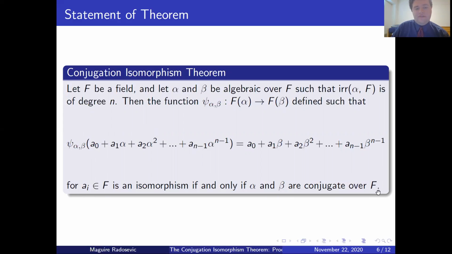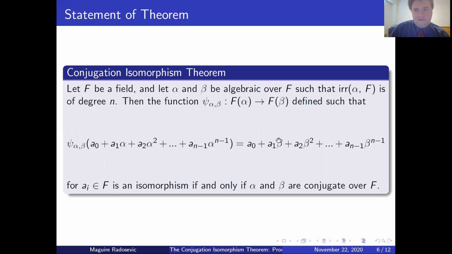conjugate over F. What we're saying is that F adjoint alpha and F adjoint beta are isomorphic if and only if alpha and beta are conjugates under this map. So what is this map? What does it do? Well, at first glance, it looks a little complicated, but really it's not. The only thing that this does is it takes a general element of F adjoint alpha, which is expressed in this manner as powers of alpha multiplied by elements of F.